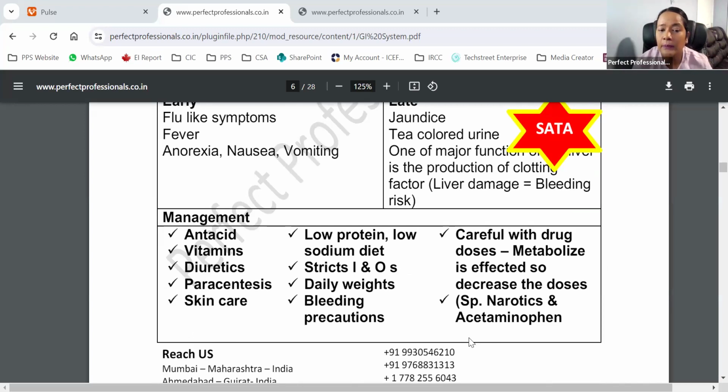We have to do bleeding precautions because vitamin K is not there, so there is a risk of the patient bleeding. Be careful with drug doses: metabolism is affected, so decrease the doses. Okay, now we have to look at all drugs. If we can avoid whichever drug is metabolized by the liver, we have to avoid it. If we can't avoid it, then we have to decrease the dose of the drug. Okay, especially drugs like narcotics and acetaminophen, we have to be very careful.